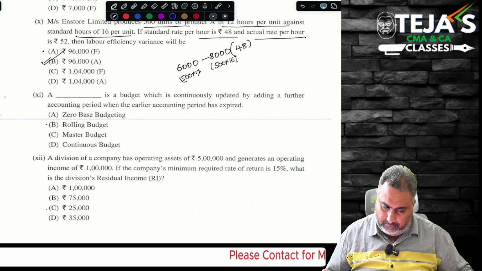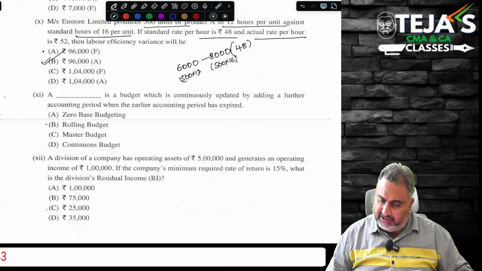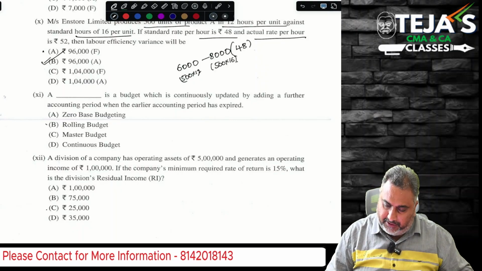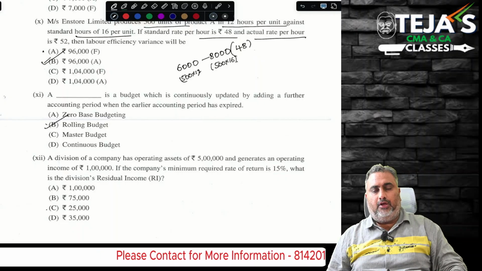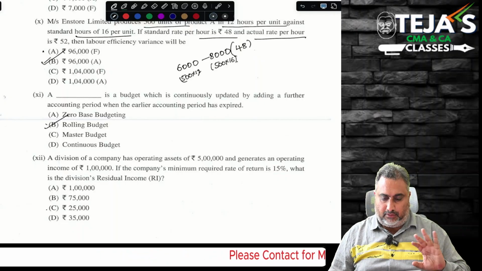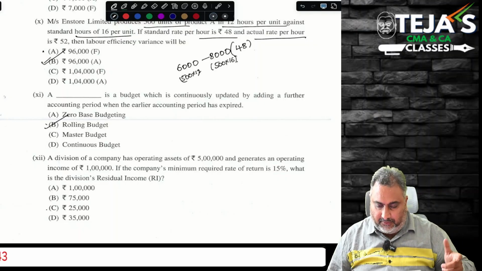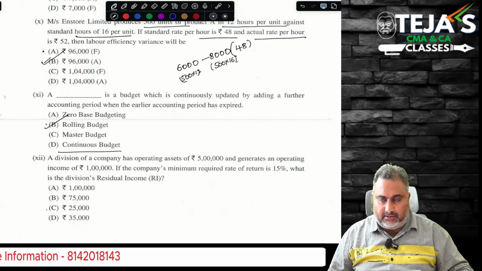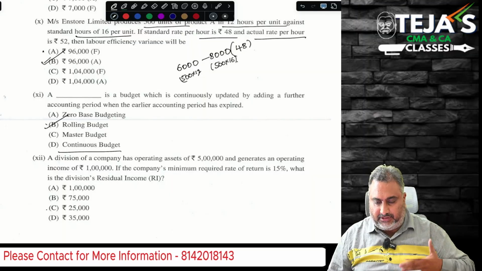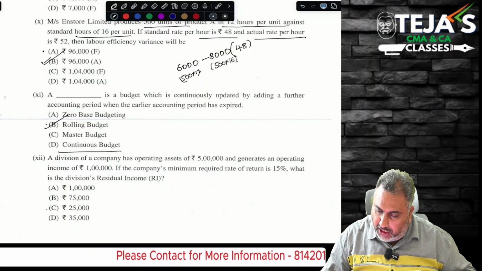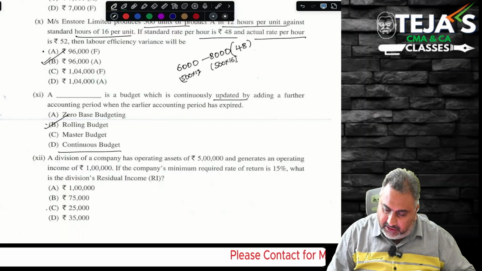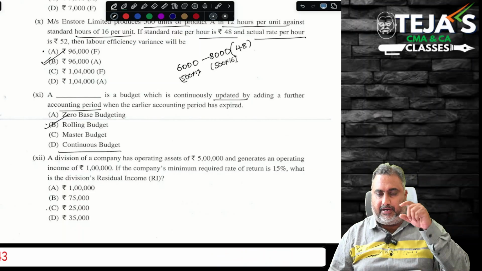Okay. Next, a budget which is continuously updated by adding a further accounting period, we can call it a rolling budget. Zero budget has no base. Master budget is a summary of all budgets. Continuity, so every year you should be in a position to continue. Here it is updated by adding a further accounting period when the earlier accounting period has expired.